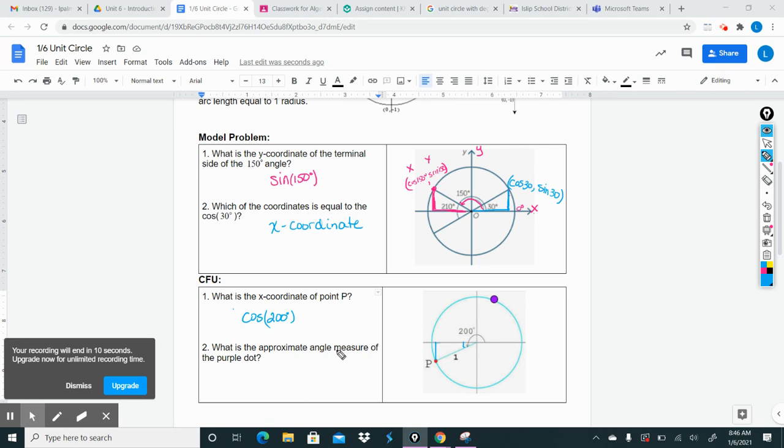And what is the approximate angle measure of the purple dot? Approximating this angle measure would be somewhere less than 90 degrees, so say about 70 degrees.